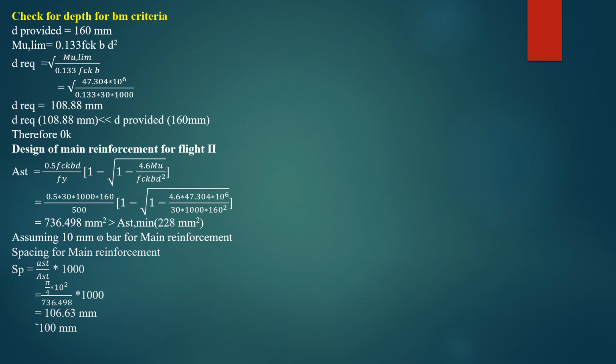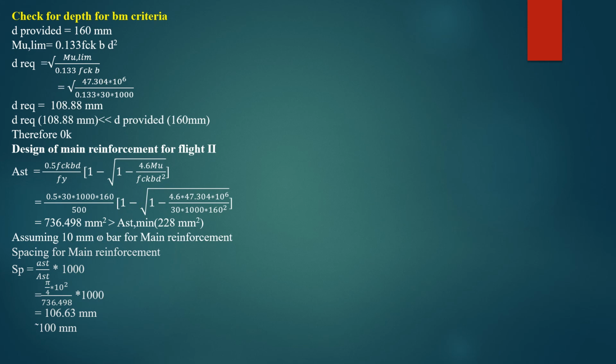Now check for the bending moment criteria. D is given, we already know it is 160 mm. Then the Mu limiting formula is given as 0.133 fck b d square. Now d is the unknown. We check the depth, everything else is known. d required is equal to the square root of Mu limiting upon 0.133 fck b. Mu limiting we know, we just calculated in the previous slide: 47.304 into 10 raised to 6, 0.133 fck, we know it is 30, into 1000. We get the d required as 108.88 mm.